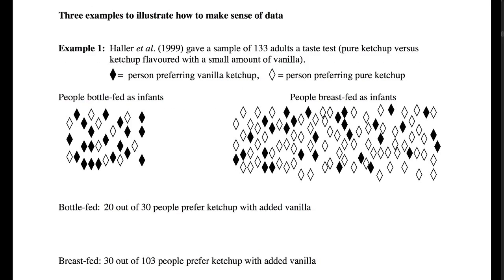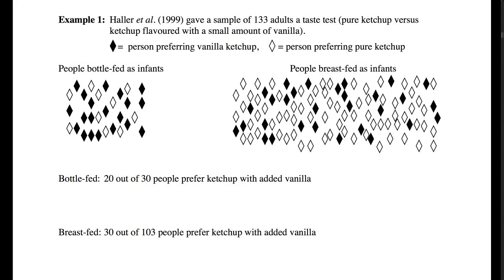So this is my first example. It's a slightly curious kind of study. So what happened was this. These researchers set up a table at some kind of outdoor event, so some kind of fair or festival, and they set up a taste test table. People were able to come and try 2 types of ketchup, and they had to say which one they preferred.